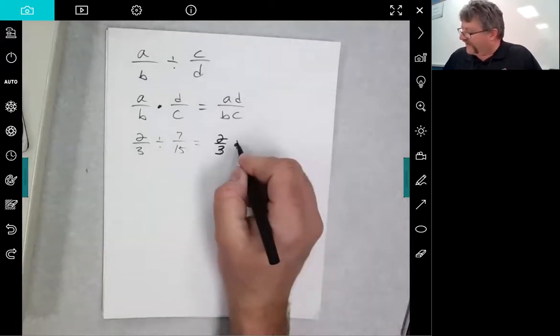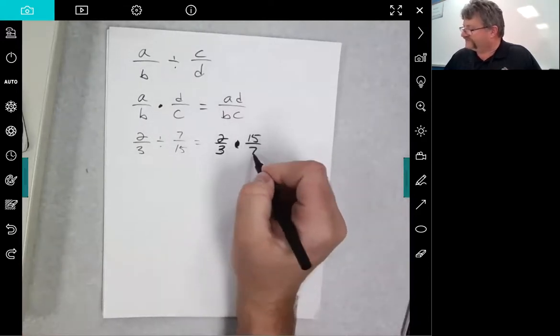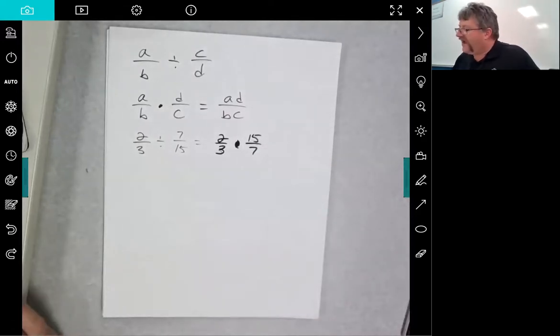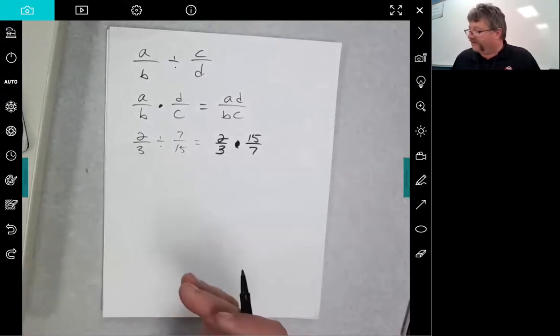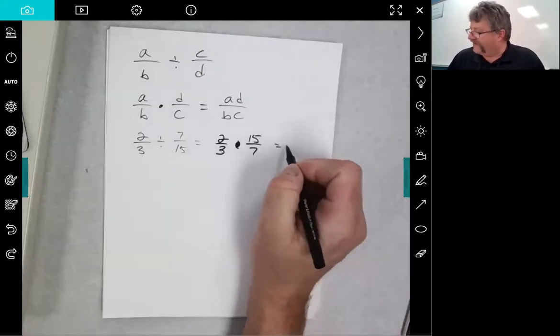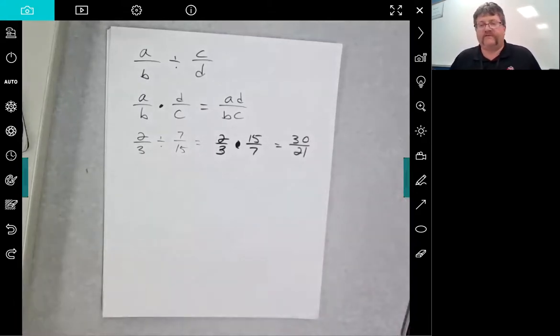We're going to change the divide to times. There's another botch, and we're going to flip this guy over. Okay, so 2/3 times 15/7. Now remember what I said. You can physically multiply it and get 30 over 21, and when the numbers are small, it doesn't kill you to do that. But now I have to reduce.